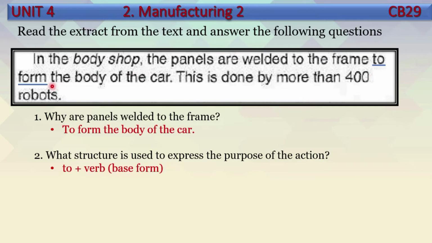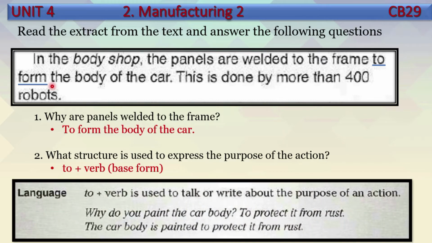Very good. So we use to plus base form of verb to talk or write about the purpose of an action. For example, why do you paint the car body? To protect it from rust. Or you can say the car body is painted to protect it from rust.